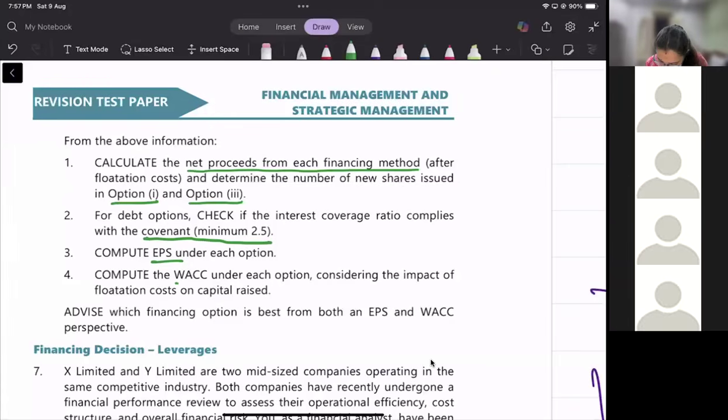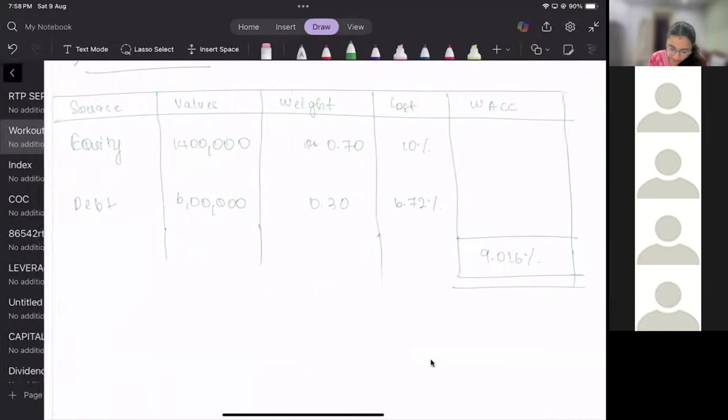Then they have asked us to find out weighted average cost of capital under each option, considering the impact of flotation cost on capital raised. Advise which financing option is best from an EPS and weighted average cost of capital perspective. Is the question clear?